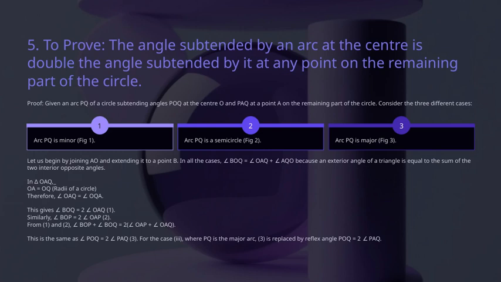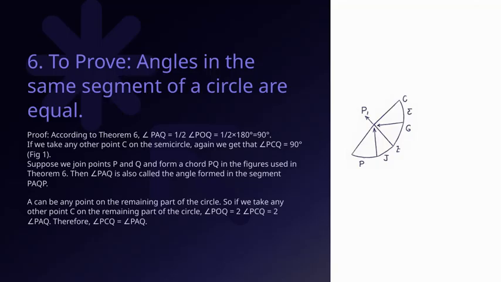For the case where arc PQ is a major arc, as shown in Fig 3, this relation still holds, but we consider the reflex angle at the center, which is still twice the inscribed angle. In summary, whether the arc is minor, semicircular, or major, the key idea is that the angle at the center is always double the angle at any point on the remaining part of the circle, confirming the theorem across all cases. Let's now look at how to prove that angles in the same segment of a circle are equal.